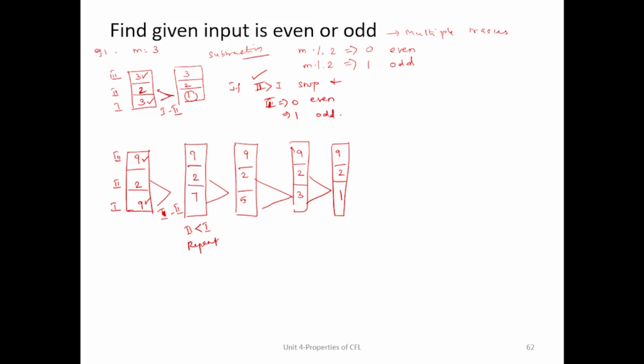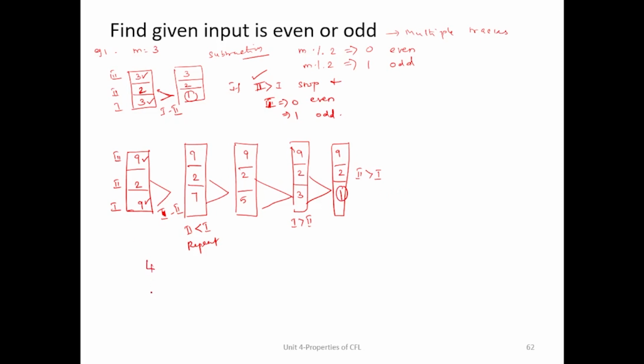So 7 minus 2 is 5, then 5 minus 2 is 3. Here also layer 1 value is greater than layer 2. So we repeat the process, 3 minus 2, 1. So 3 to 1, here layer 2 value is greater than layer 1. So we stop the procedure and check the layer 1 value. If it is 1, the number is odd.